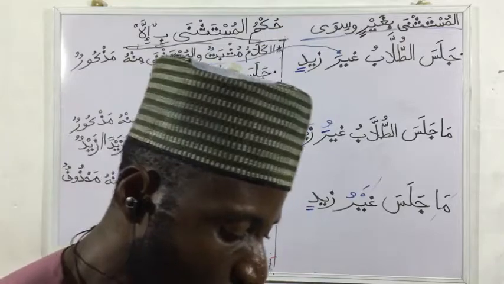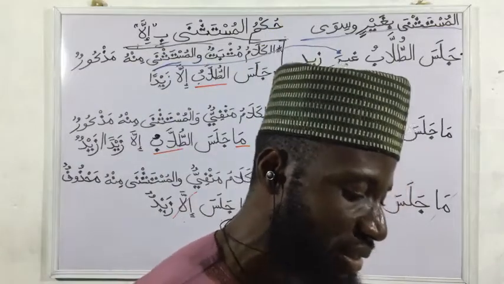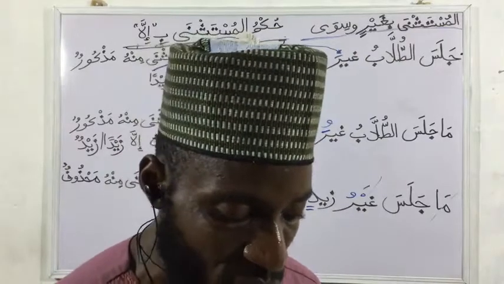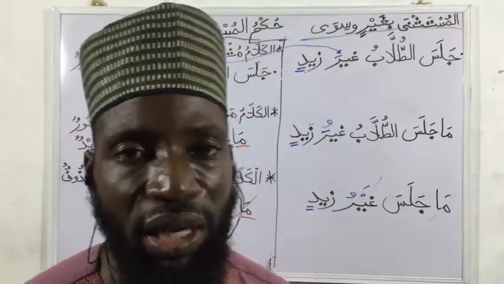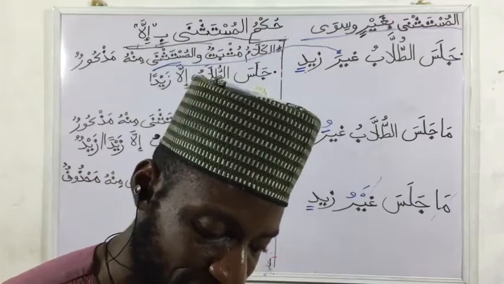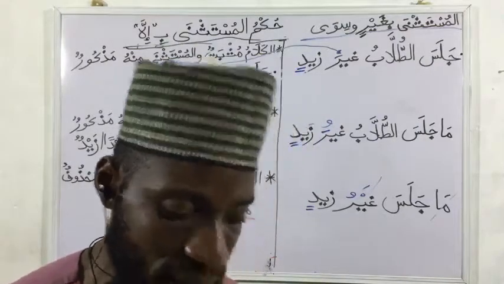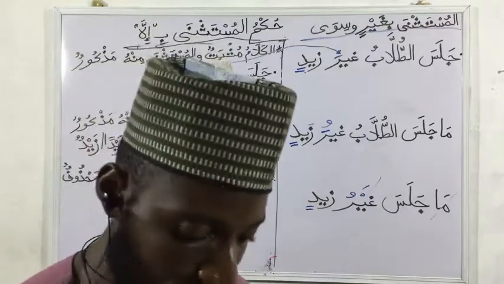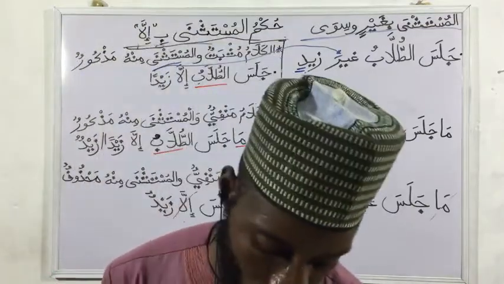Do you get now? Next one: ma qabbaltu yada ahadin, I did not kiss the hand of anybody ghayra walidi, except my parents. It can also be ghayra walidi in nasb, and it can also be ghayri walidi. Because ahad is a mustasna minhu and is taking a jarr. So it can be ghayra or ghayri.